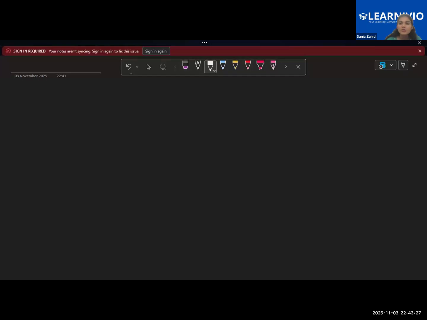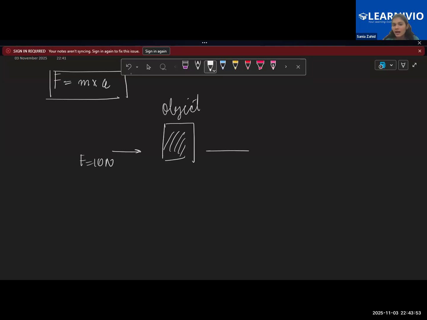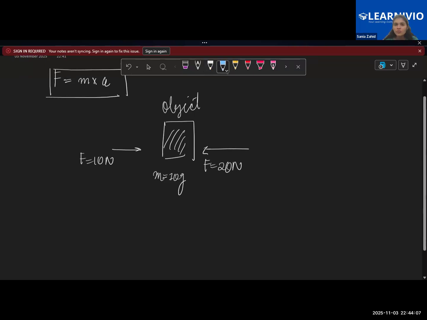So look on the screen. In today's class, I'll be teaching you one formula, that is force is equal to mass into acceleration. Now this is a very important formula. I taught you this last class, but I want to teach you the application of this. Let's suppose this is an object. There is a force of 10 Newton acting on the right and a force of 20 Newton acting on the left. The mass of the object is 10 grams, let's suppose. Now, will the object move?